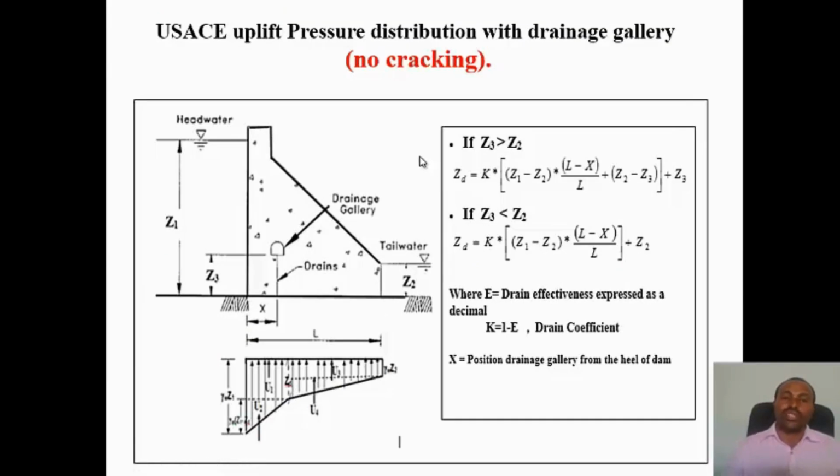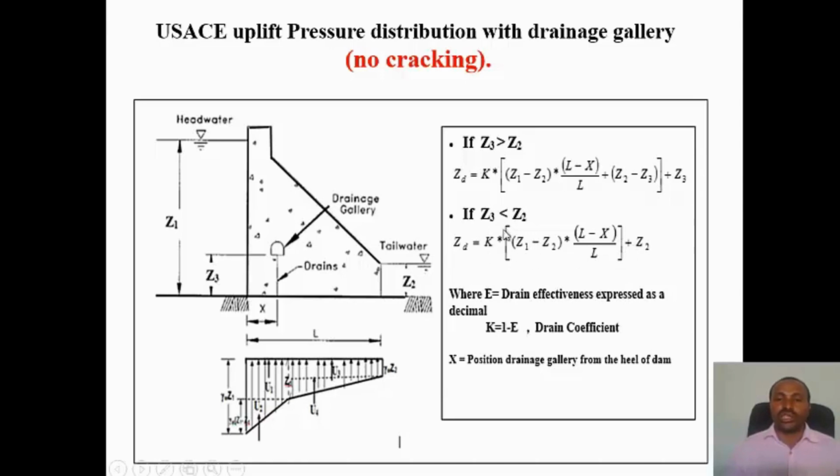Okay, next one is according to the US Army Corps of Engineers, uplift pressure distribution with drainage gallery for no cracking. You will have equations. So you will compare drainage gallery height with respect to tailwater. If Z3 is more than Z2, for example, if drainage gallery height is more than tailwater depth, you will use this equation. Otherwise, if it is less than, you will use this equation.